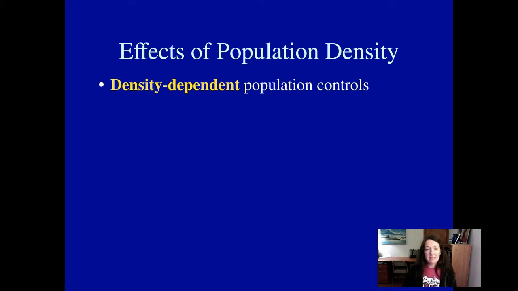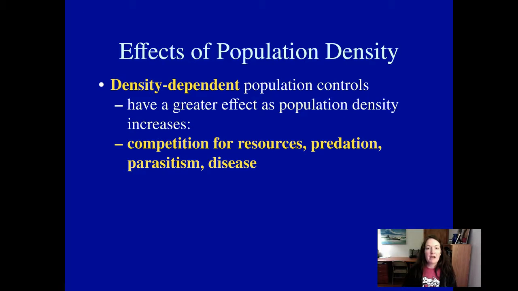The density dependent limiting factors or population controls have a bigger effect when the population is large. So when you have a more densely populated area, you see more competition for resources, you see more predation, parasitism. Disease is actually a very good example of a density dependent limiting factor.